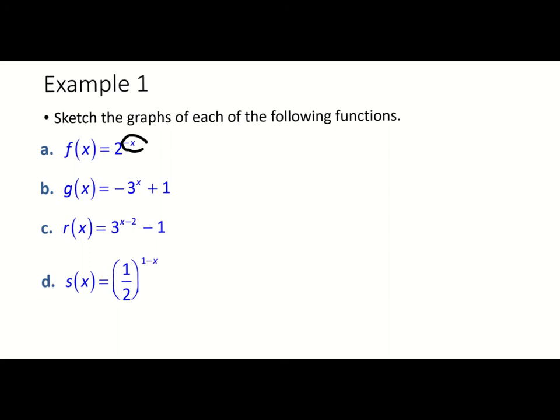Hopefully, if you recall from the previous sections, you know that this is going to be a reflection. It's going to reflect over, and you said, the y-axis. If you did, you got it right. Congratulations. Good job.